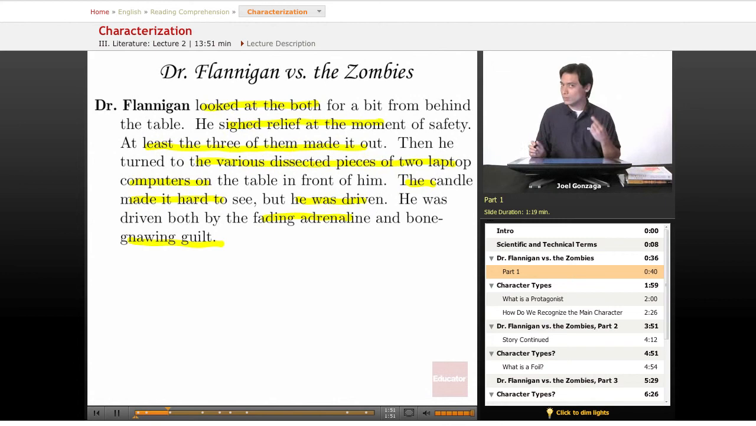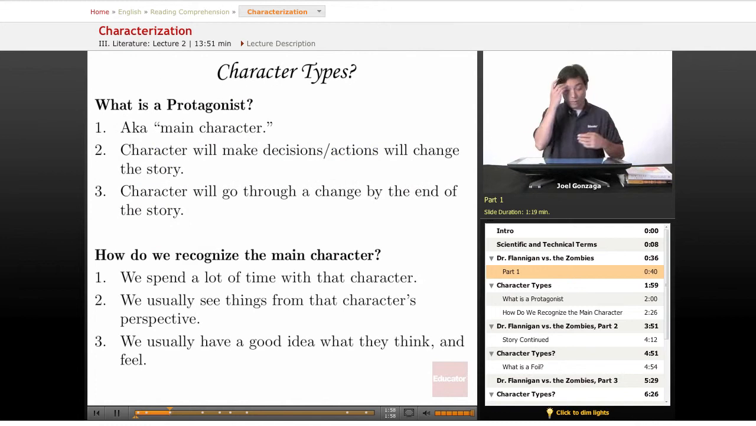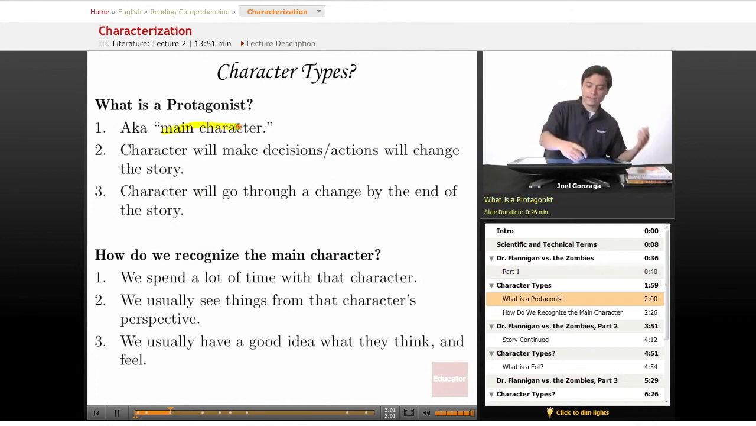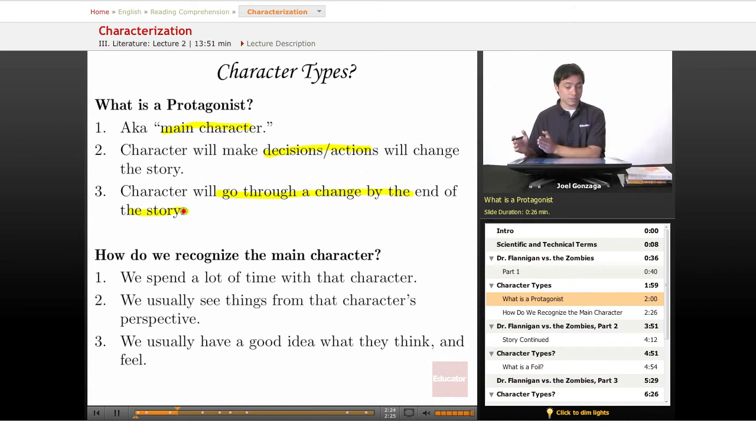Okay, I've introduced 3 characters, Fernando, Christine, and Dr. Flanagan. Now, who's a protagonist? Well, a protagonist is the main character of the story. And this main character is going to be making decisions and actions that are going to change the story somehow. Usually that's how it works. And the protagonist is going to go through the most change by the end of the story. Now, if you've done the writing course, you can remember Meg in A Wrinkle in Time and how she went through a change throughout that entire story.